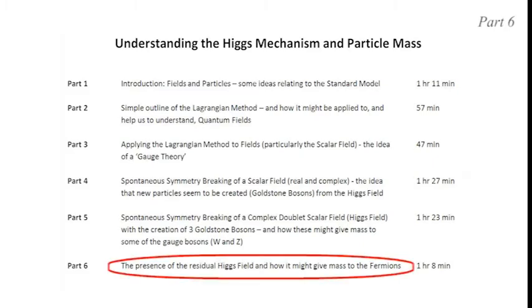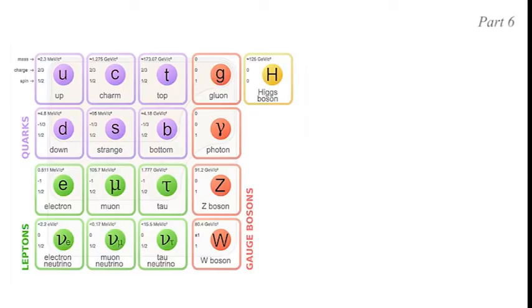In this, the 6th video, I want to show how the presence of the non-zero Higgs field left over after symmetry breaking can be thought of as giving mass to the fermions. In previous videos we've looked a little at the standard model of physics and the particles that it deals with. These can be summarized in this table.